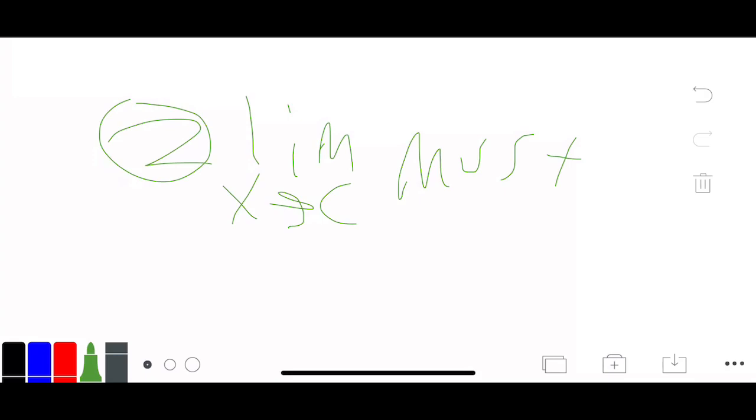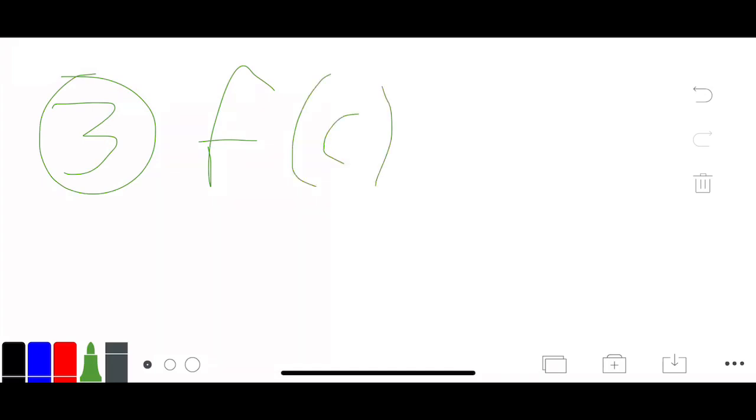There's no limit. They both have to match. So they both have to be the same number from the left and the right. And your third step to make sure the function is continuous is you want f of c, which we just said in step 1, must equal your limit, which we said in step 2. So that is how you tell if something is continuous as h approaches c.